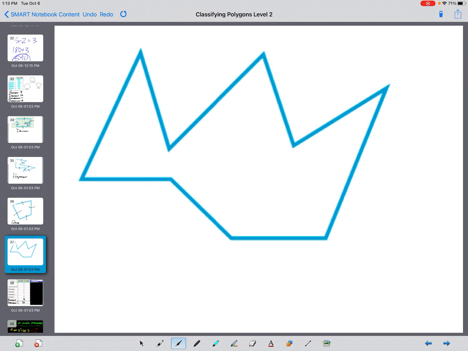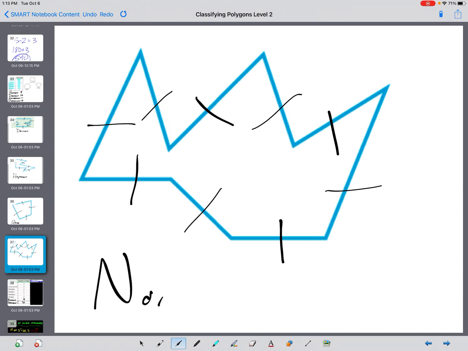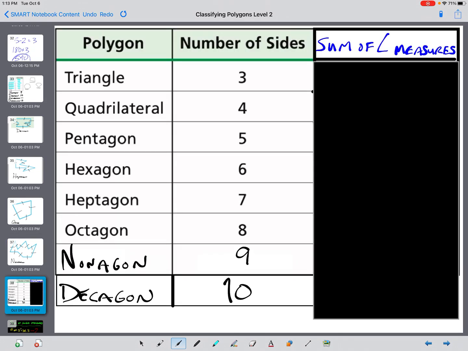One more. Let's go through this one. 1, 2, 3, 4, 5, 6, 7, 8, 9. That would be a nonagon, a nine-sided figure. Okay, so that's how you classify polygons. All right, one more thing to go through here, and that is how to find the sum of the angle measures of any polygon.